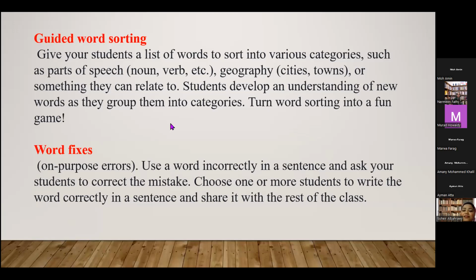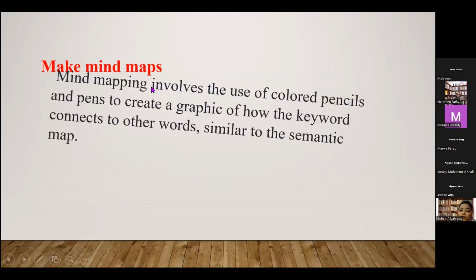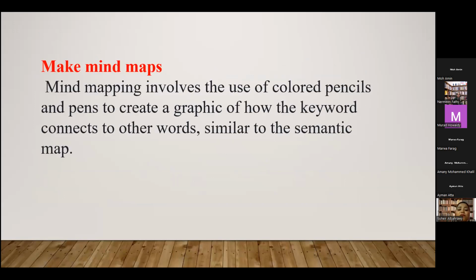Another activity to practice new vocab is making mind maps. I think most of you are familiar with mind maps. It's a very good example of eliciting vocab and eliciting ideas. If you teach writing and ask students to write a paragraph or a sentence, even according to their level, you can use a mind map to help them brainstorm and elicit ideas from them. So mind mapping involves the use of colored pencils or colored sheets of paper, according to your ability.